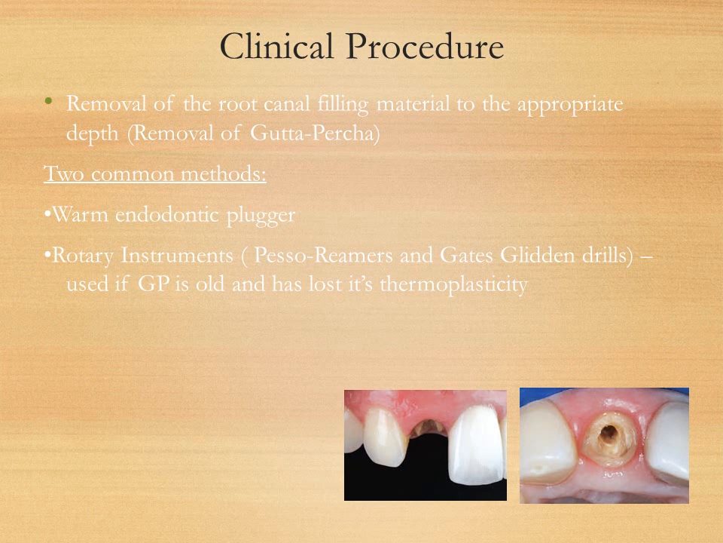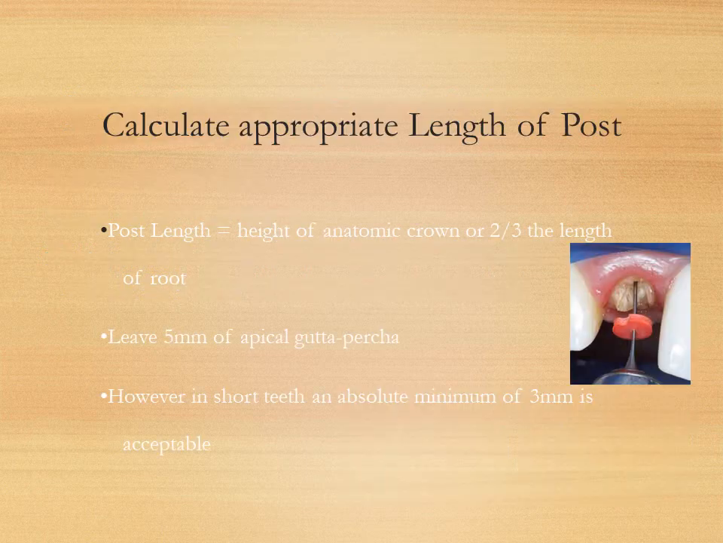Nowadays, along with your prefabricated post systems, you actually get dedicated post drills. So you can use the dedicated post drills themselves, if you do not have your Peeso reamers, to prepare the post space, because each dedicated post drill comes with its corresponding posts. So if you use a size 1 dedicated drill, you can use the size 1 post, and so on and so forth. So how do you decide how much is the appropriate length of the post?